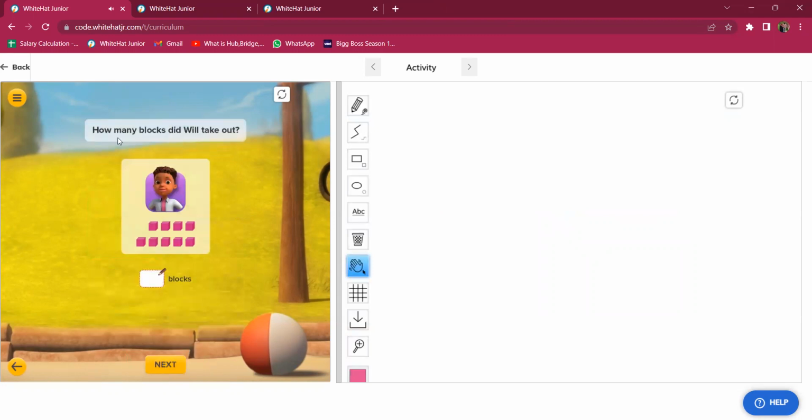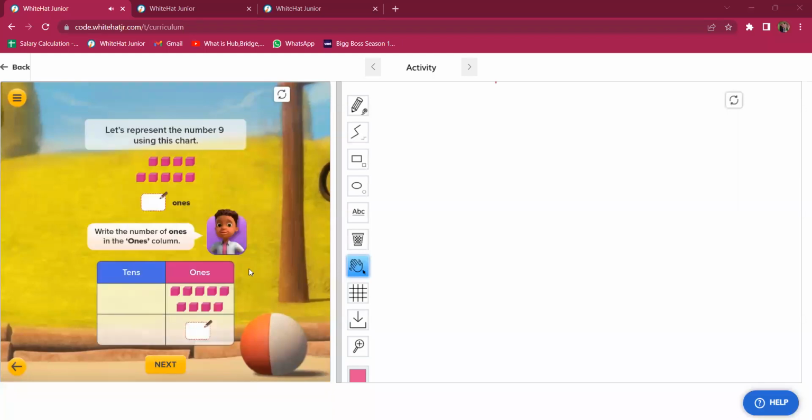First here we have to write how many blocks we took out from the bag. So we count 1, 2, 3, 4, 5, 6, 7, 8, 9. So we're going to write 9. We took out 9 blocks. And then the next question.